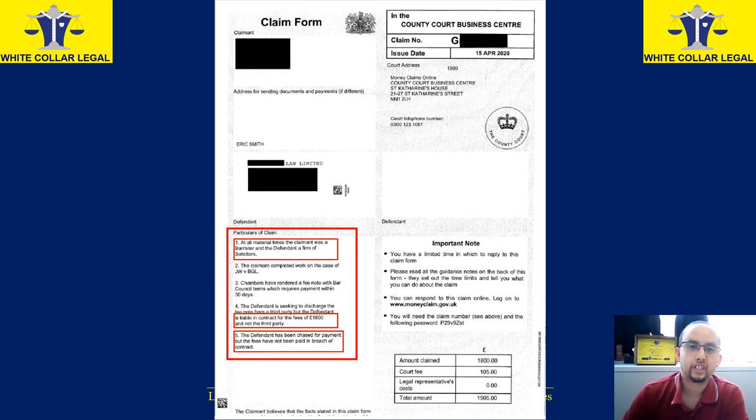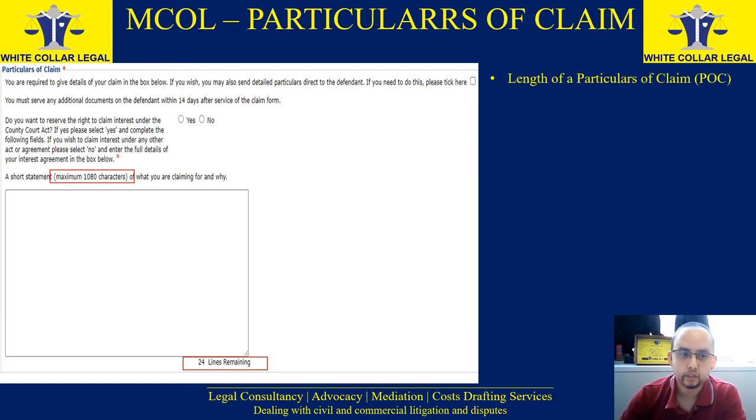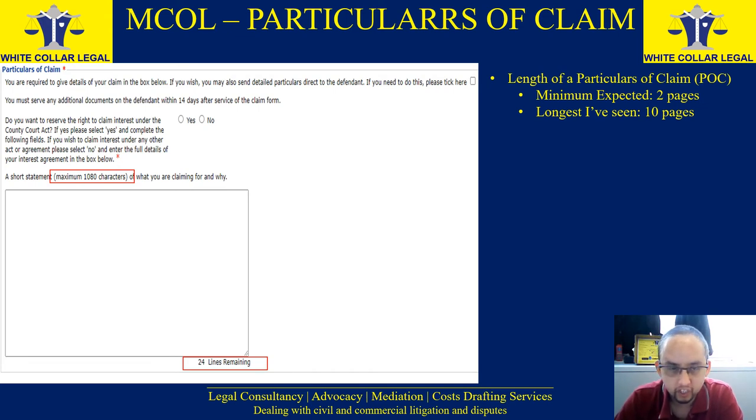But at this point, I should point out the flaws of using MCOL. Those flaws are the lack of space for the particulars of claim. As you can see, the MCOL screen only allows you to enter 1,080 characters over 24 lines. There is no way that a proper particulars of claim can fit into that box. In fact, for money claims, the shortest particulars of claim I've ever seen is 2 pages, and the longest has been 10 pages. I will, of course, do a presentation on particulars of claim another day.